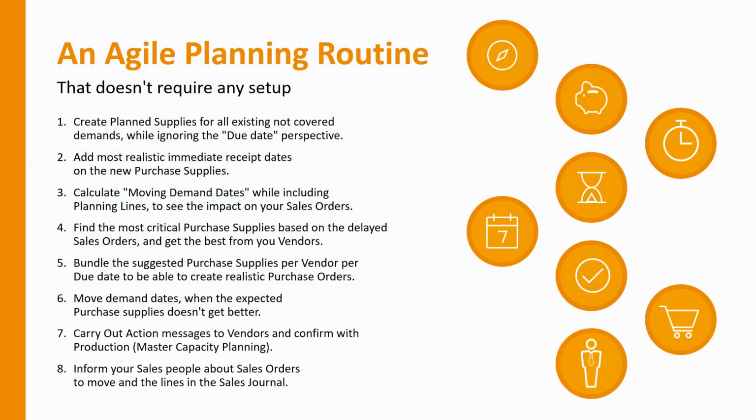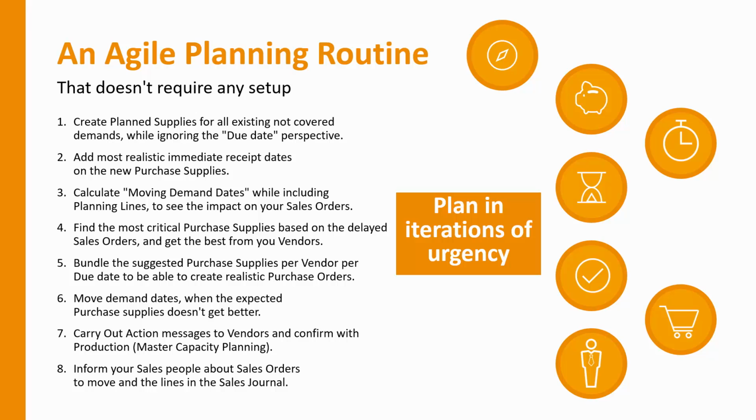With reverse planning, it's possible to use this agile planning routine to follow 8 steps to make your plan more or less perfect, but you need to do that in different iterations of urgency. So the first one will of course be to calculate up till negative inventory, or inventory below 0, to make sure that you have no critical items.